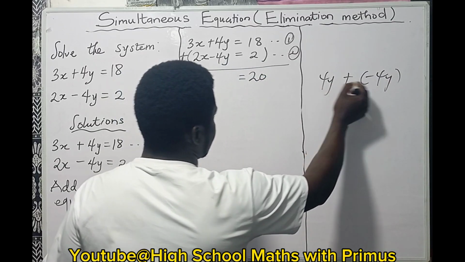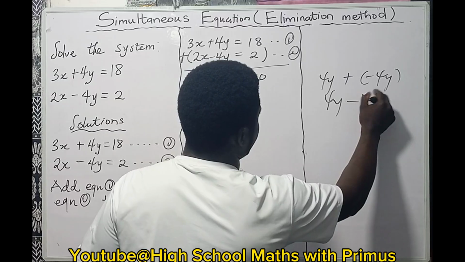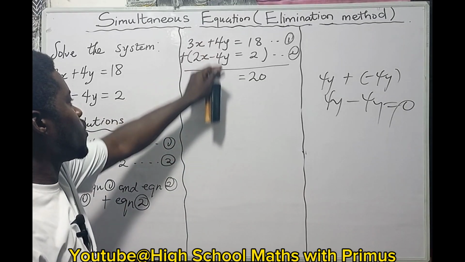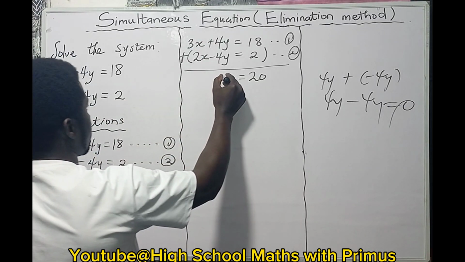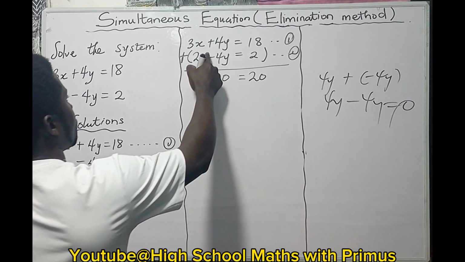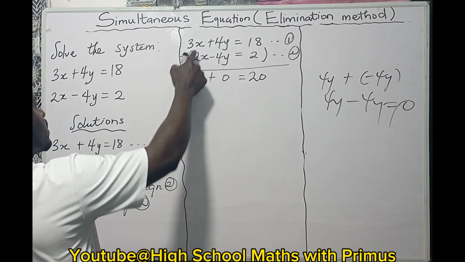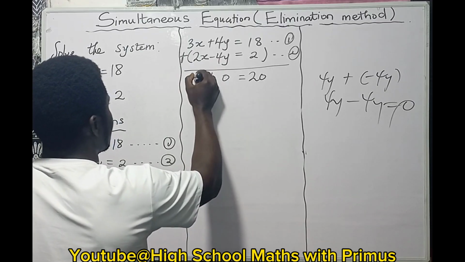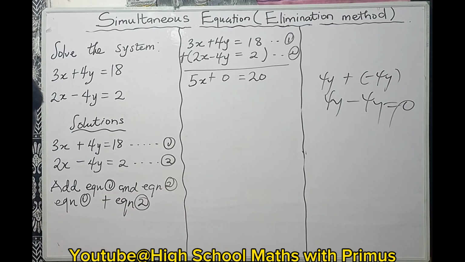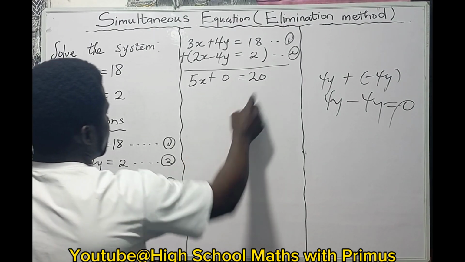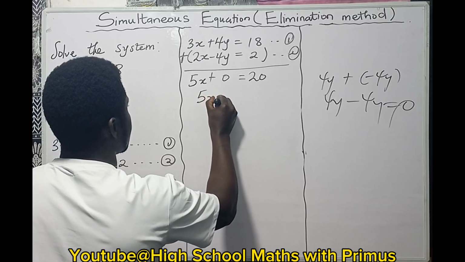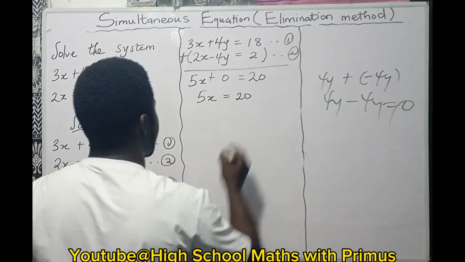You can see that this is the same as having 4y minus 4y. This cancels and we are having 0. So we can choose to ignore the result or bring our 0 here. Then we bring our 3x plus 2x, which gives me 5x. So now we have 5x plus 0 is equal to 20. We know it is the same as having 5x is equal to 20.